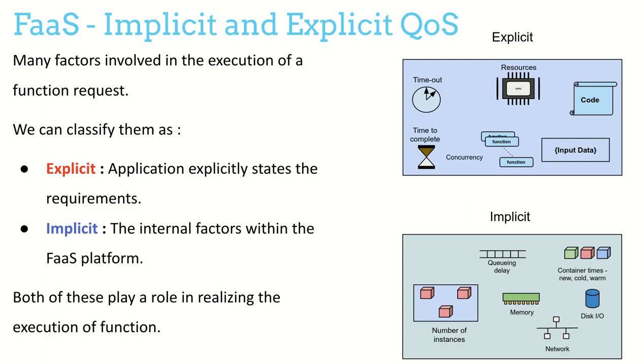Apart from this, there are many other explicit and implicit parameters which affect the execution of a function. Some of the explicit factors are something which the application can declare right away in the beginning. Concurrency is one such thing, timeout is another such thing, and the resources for the function, of course, is another thing. Implicit parameters are internal factors which affect the platform. The major things are the number of cold starts and warm starts that a particular function has, and the queuing delay and resource interferences and so on. We wish to take this into a deeper study in upcoming work.